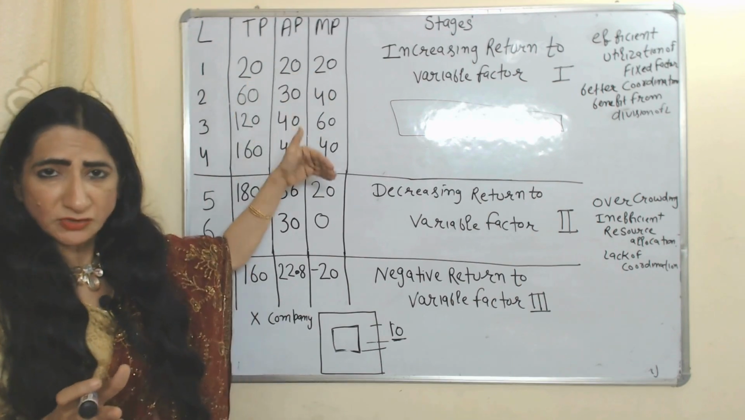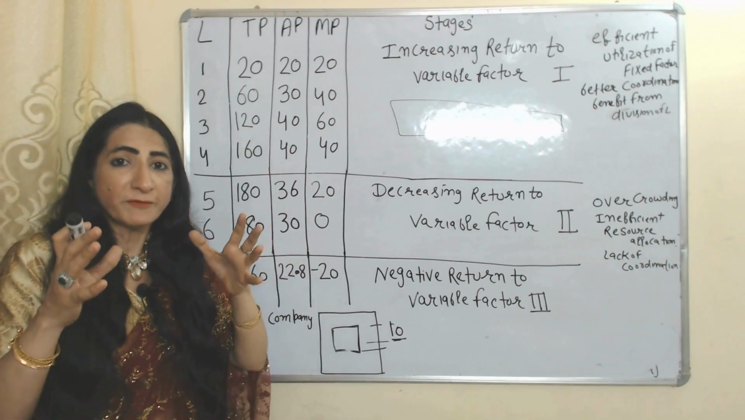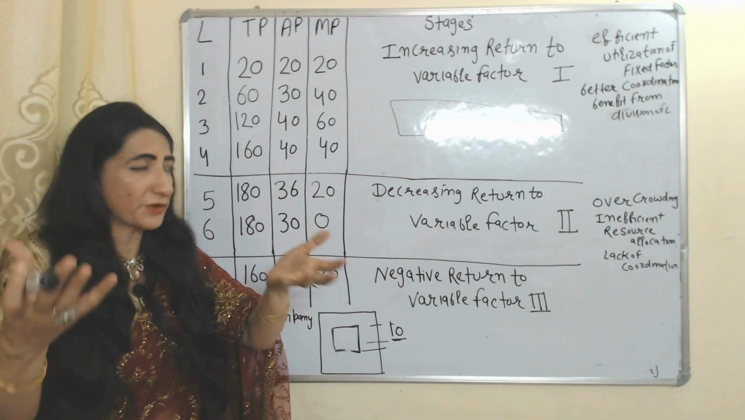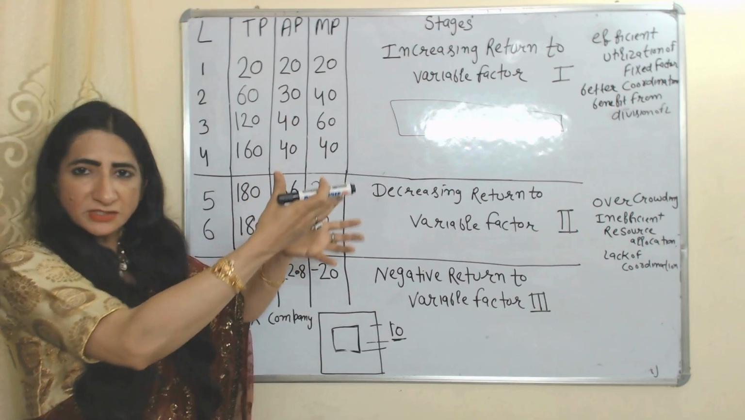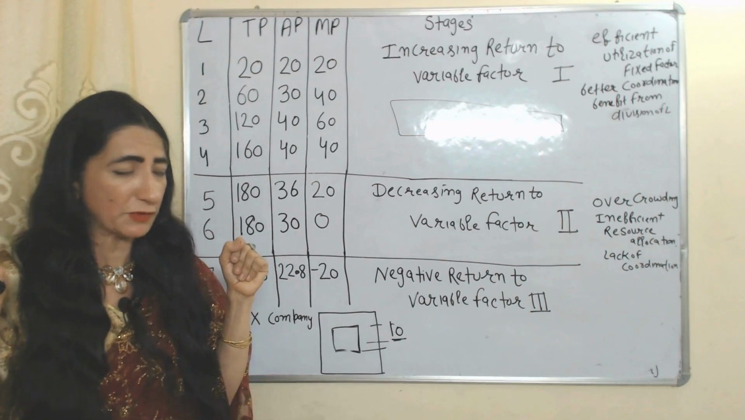Why does our marginal product initially continue increasing even more than average product? Because our fixed factor has capacity to give production. There is efficient utilization of the fixed factor. There is better coordination. We are receiving the benefit of division of labor.